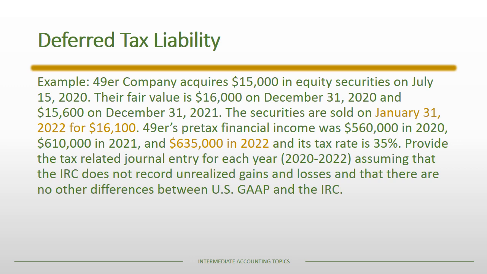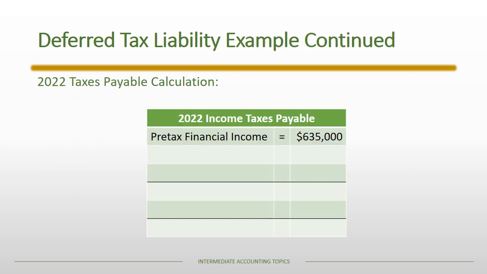All right, now for the final year, there was a sale in 2022, and so we've got to handle that under both systems. So our pre-tax financial income under US GAAP is $635,000. There's a gain on sale under US GAAP. Of course, that gain on sale is not the same gain that's going to be reported under the Internal Revenue Code, and so we have to back that gain off. And so the net carrying value of the security under US GAAP was $15,600. We sold it for $16,100, and so we have to subtract the $500 gain out.